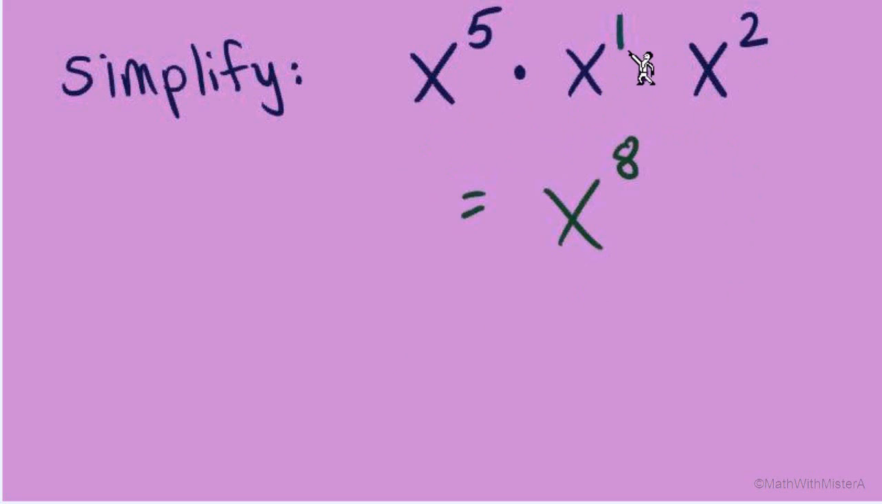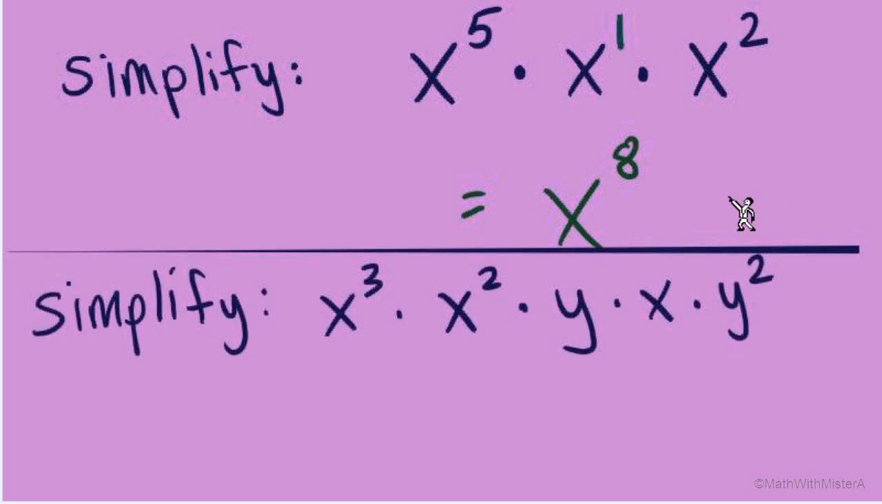So x to the 5th times 1 more would be x to the 6th. And then we have 2 more to make the 7th and the 8th. And our final answer, x to the 8th. Take another one here, and you can see that we have some mixed bases, x's and y's. Just try to apply the rule to the groups of the same kind of variable, if you get what I'm saying.